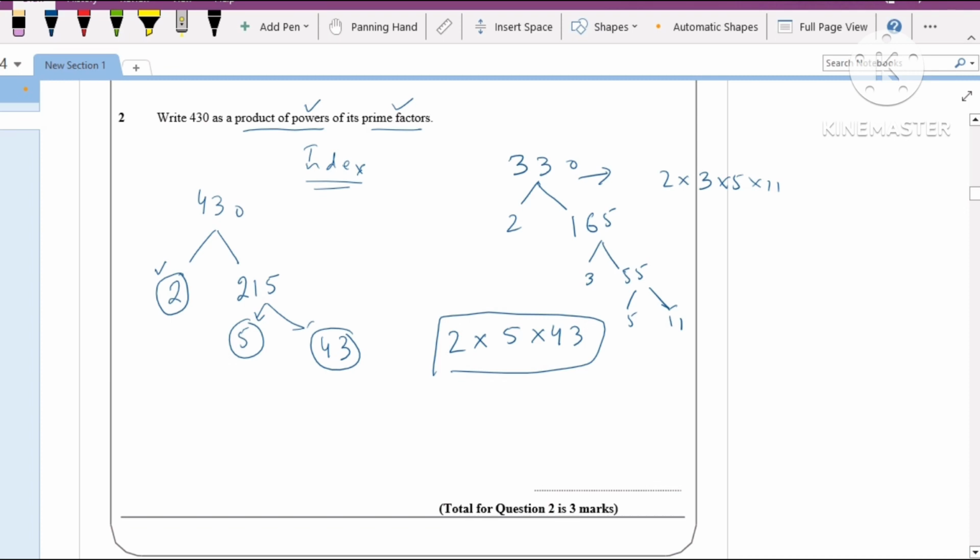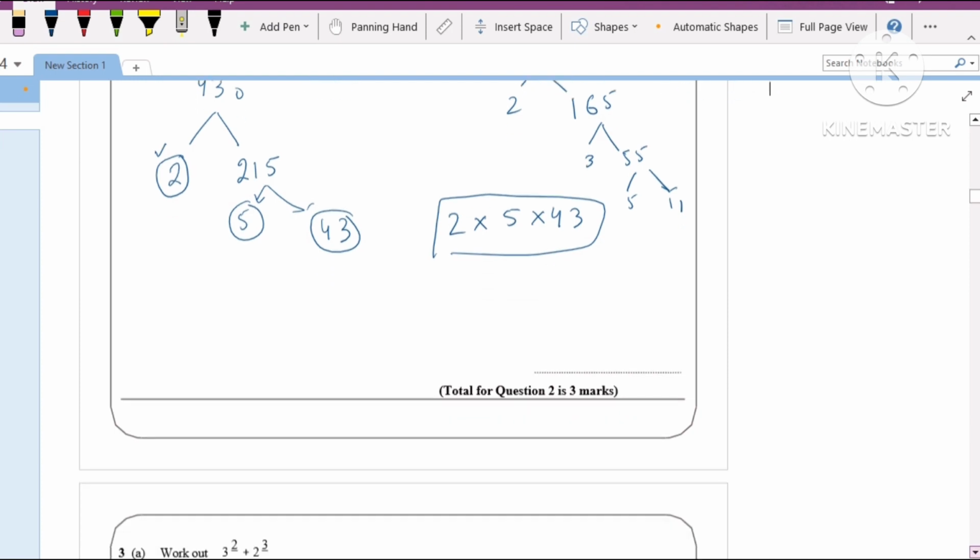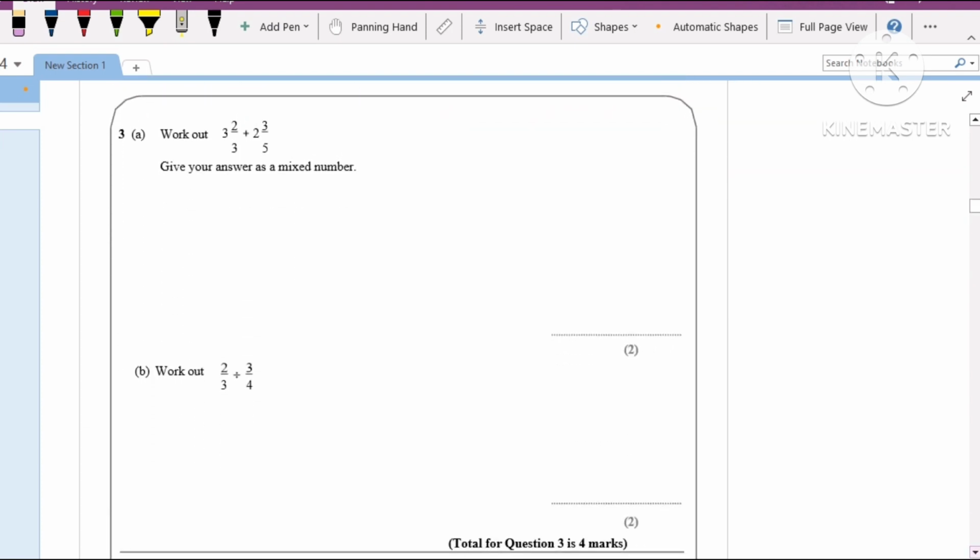So this is the next question. We have to move to the next question now. The next question is dealing with fractions. First of all, because these fractions are written in the form of mixed numbers, we have to write them as simple fractions. What is the method to write a simple fraction? Basically you will multiply these two numbers, 3 times 3, and add this number. So 3 times 3 is 9 plus 2, that is 11 over 3, plus you will multiply these two numbers, 5 times 2 is 10 plus 3, that is 13 over 5.